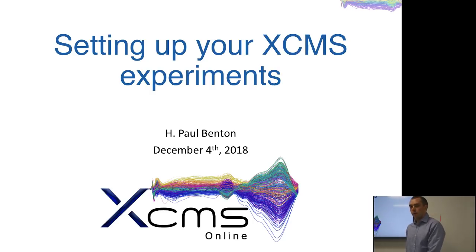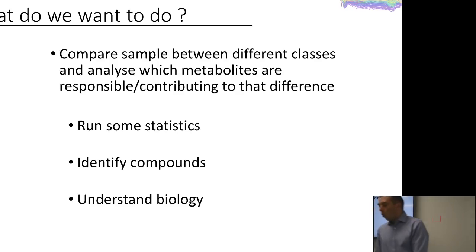So setting up our XCMS experiments, what are we actually trying to do when we do XCMS? Well, hopefully what you've done is you've run off and you've done a lot of experiments, and you've sat down and thought about all of these experiments that you're going to do, and you now want to do some sort of comparative analysis. You want to be able to run some statistics, you want to be able to start to identify those different compounds, and hopefully you want to understand some of the biology, or at least what's going on in your system if it's not a regular biological setup.